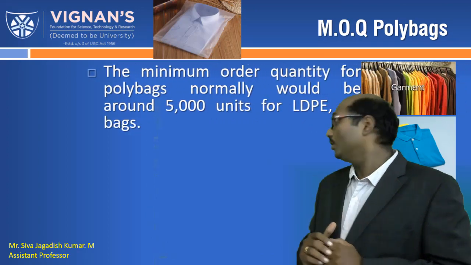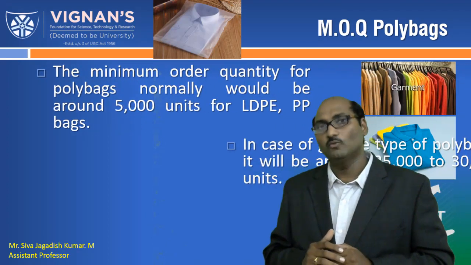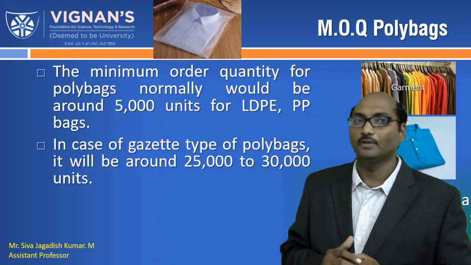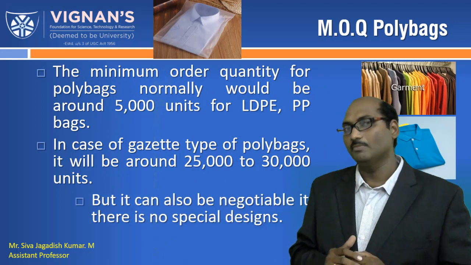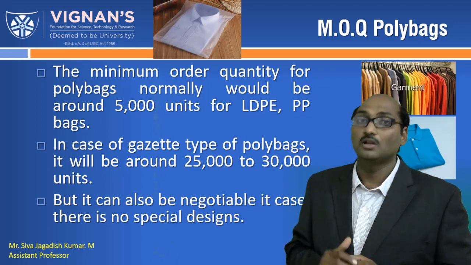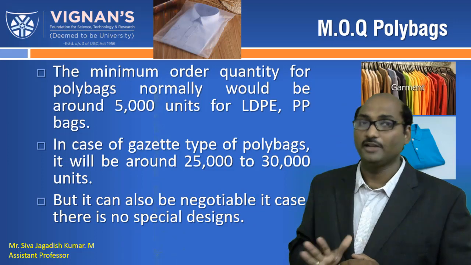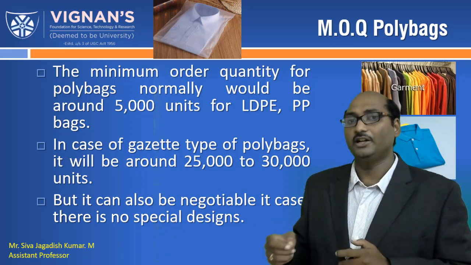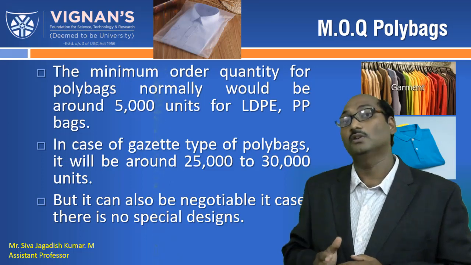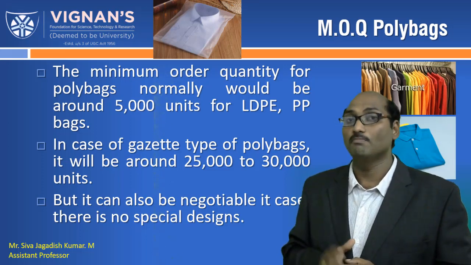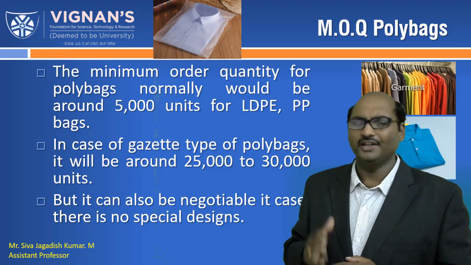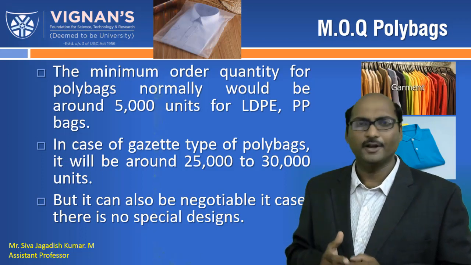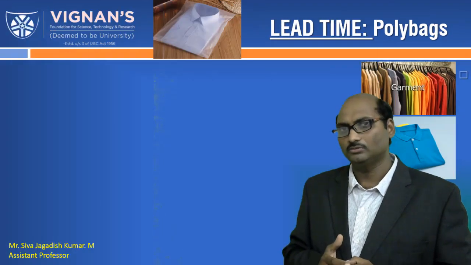So what is the MOQ for these polybags? MOQ means the minimum order quantity. Generally for these polybags, the minimum order quantity is somewhere around 5,000 units in case of LDPE and PP. And in case there is a special type of gusset and other things, 25,000 to 30,000 units should be the minimum. Again, it can be negotiable depending upon the design and all.